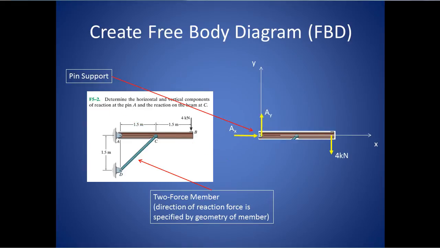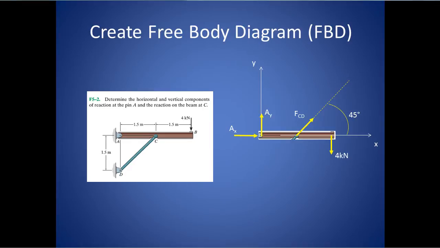This force has both a magnitude and a direction and can be represented on the free body diagram as a Cartesian vector with components AX and AY. The two-force member produces a reaction force at point C. The magnitude of this force, FCD, is unknown, but the direction of its line of action is specified by the problem geometry and is at an angle of 45 degrees from the horizontal.